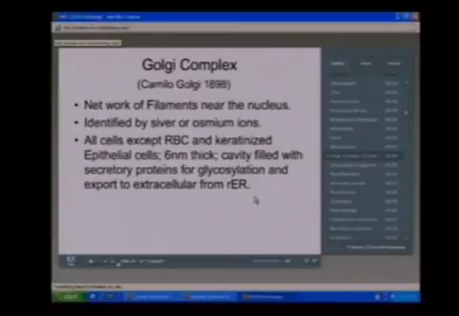What I'll do, I'll stop at the Golgi complex. Next week we will start as per the syllabus in this class. Do you have any questions from Cinco Ranch?